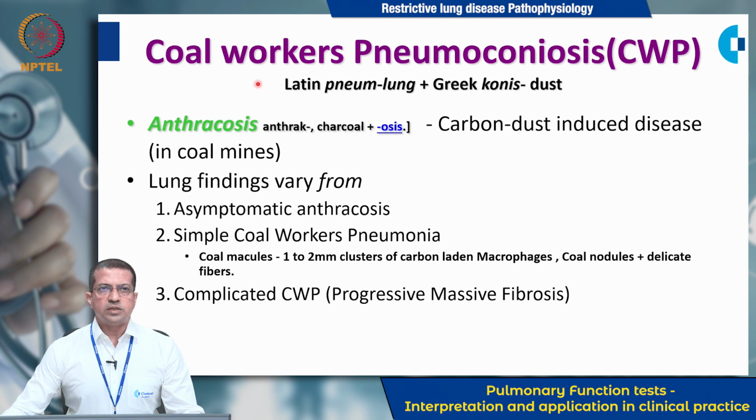A person working in a coal mine will get a disease called anthracosis, which I mentioned earlier, and you will be inhaling a lot of carbon dust. Anthra, in Latin or Greek, means charcoal. So, inhaling charcoal will end up causing coal workers' pneumoconiosis, or anthracosis. Initially it will be asymptomatic, then later you will have some nodules, and finally you will get massive fibrosis.